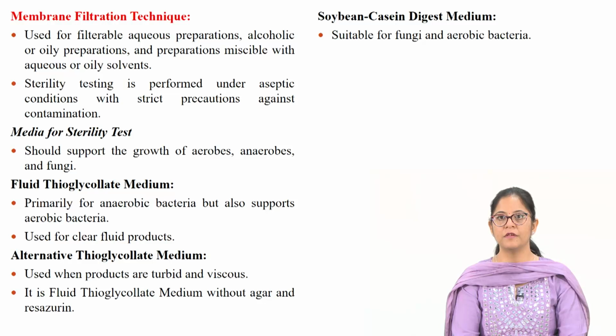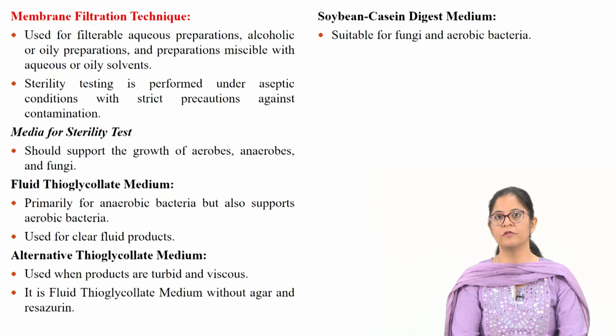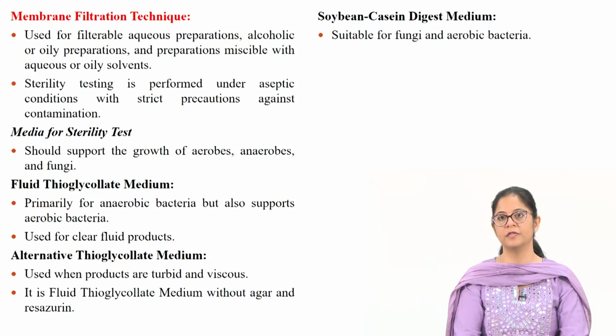The media must support the growth of aerobic, anaerobic microbes and fungi. Fluid thioglycolate medium is primarily used for anaerobic bacteria, but also supports aerobic bacteria. This is used for clear fluid products. Alternative thioglycolate medium is used when products are turbid and viscous.